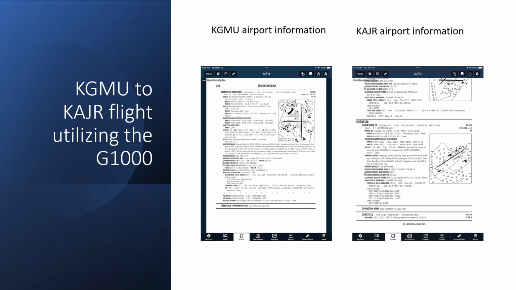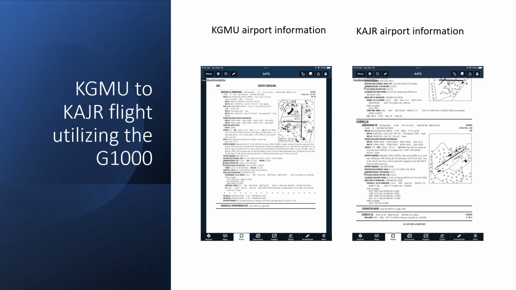I wanted to plan a flight to an airport that only had a GPS approach into it and was not a very long distance away, so I decided to plan a flight from KGMU to KAJR, Habersham Airport. In planning for this flight, I considered 14 CFR 91.103 pre-flight actions.